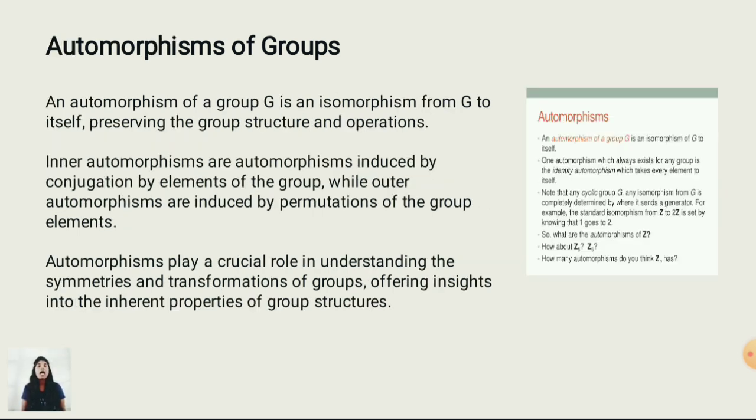Automorphisms of groups. An automorphism of a group G is an isomorphism from G to itself, preserving the group structure and operations. Inner automorphisms are induced by conjugation by elements of the group, while outer automorphisms are those that are not. Automorphisms play a crucial role in understanding the symmetry and transformations of groups, offering insights into the inherent properties of group structures.